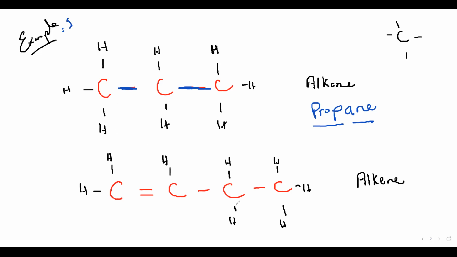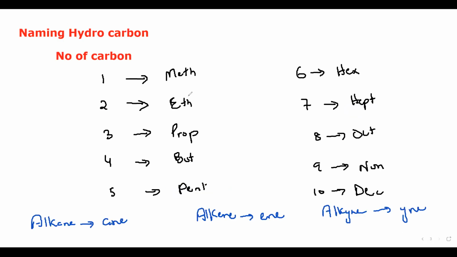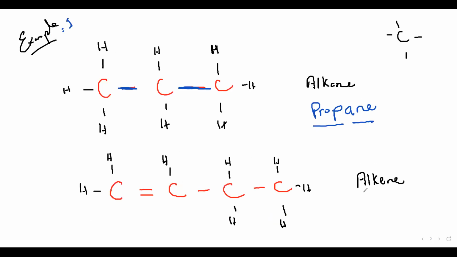So you have to learn this table, how many carbon atoms decide the name of the compound. If it is having 1, it is meth. 2, it will be eth. 3, it will be prop. 4, but. 5, pent. 6, hex, hept, and so on.